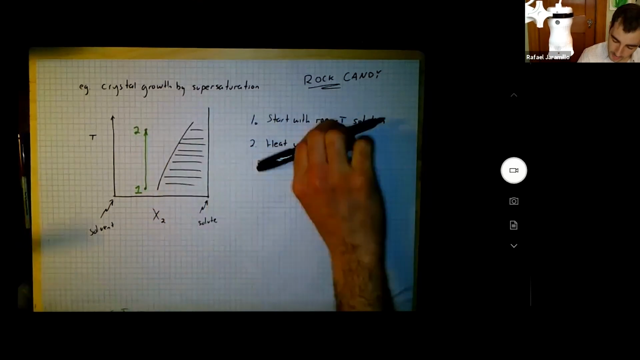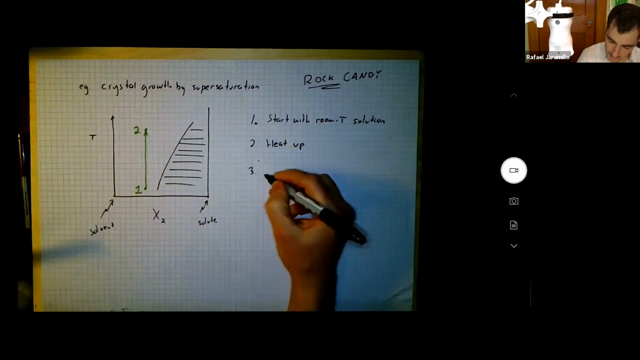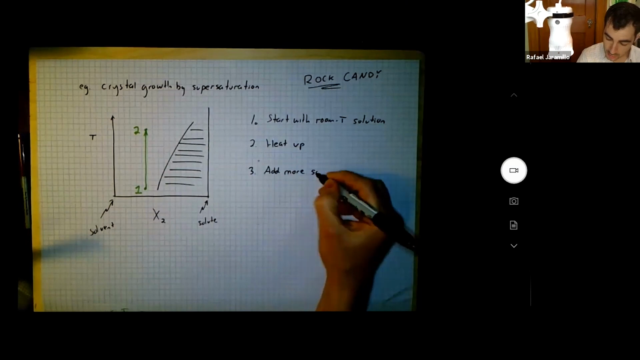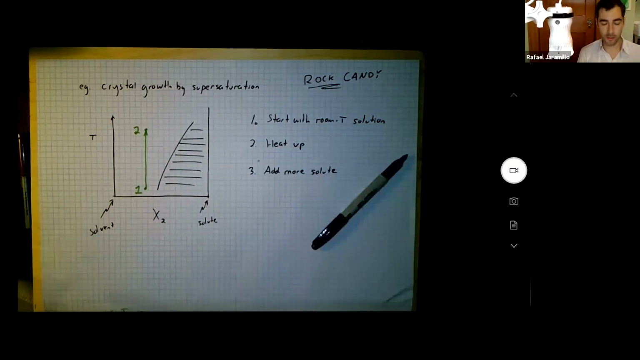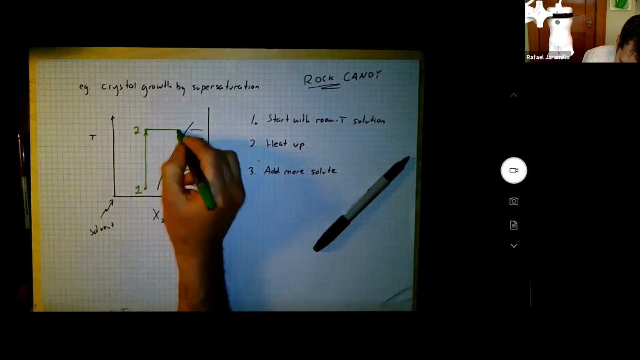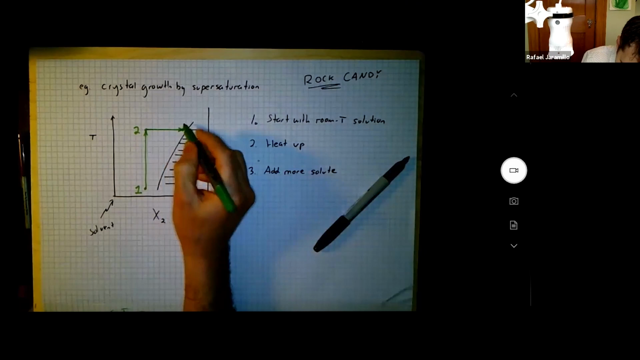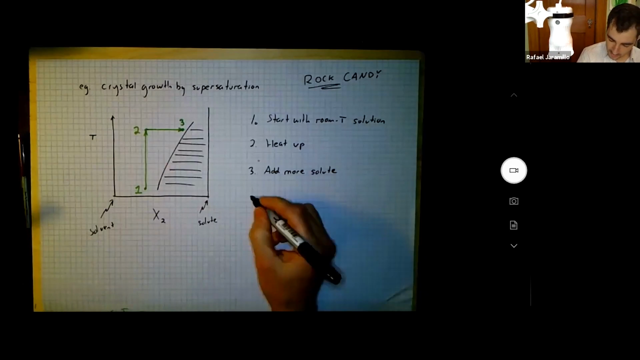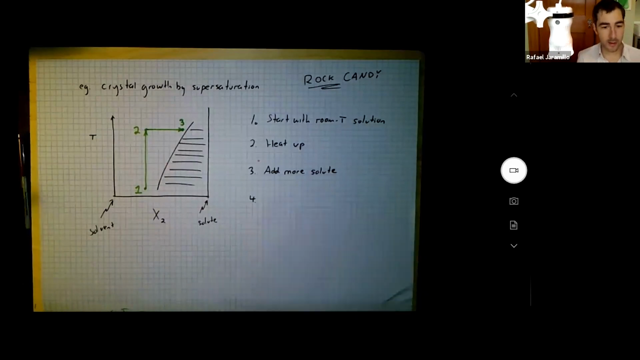And then we're going to add more solute. What we're going to do is make it more syrupy, right? We're adding more solute. And then what's the final thing we do? Maybe somebody new who hasn't contributed yet?